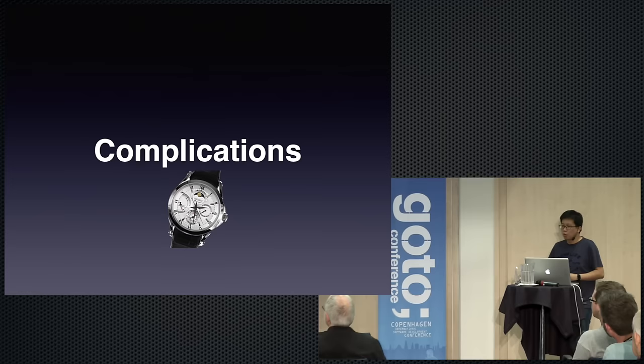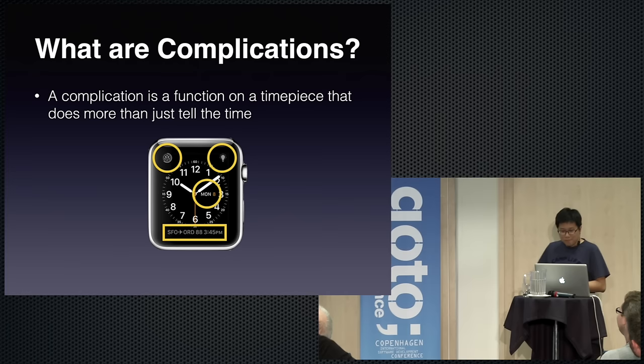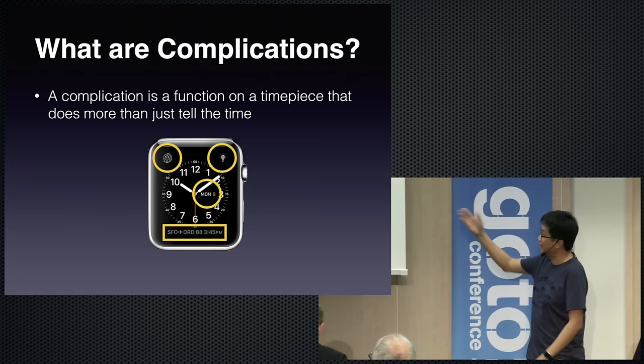Okay, let's talk about complications. What are complications? The name sounds really complicated. By definition, a complication is a function on a timepiece that does more than just tell the time. If you look at this image here, how many complications are there? I think it's pretty obvious if you look at the highlight in yellow. How many are there? 1, 2, 3, 4, right?